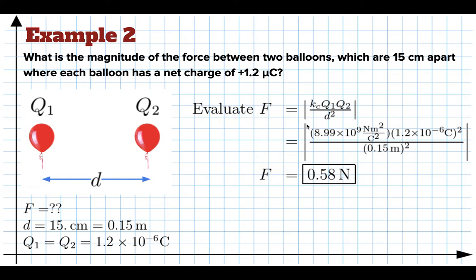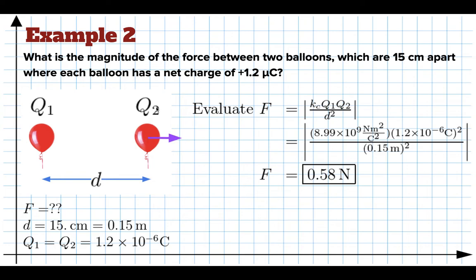And it's important to remember that these absolute value signs tell us that this is a signless number. It's just 0.58 newtons. That's the size of the force. If you want to know what direction that force is going, you're going to have to look at the geometry of the problem. So for example, if you are looking at the balloon on the right, if these are both positive charges, those two balloons repel each other. So the force on Q2 is going to be to the right.